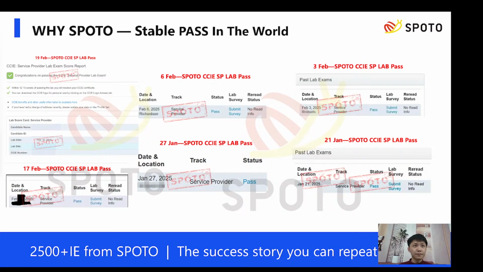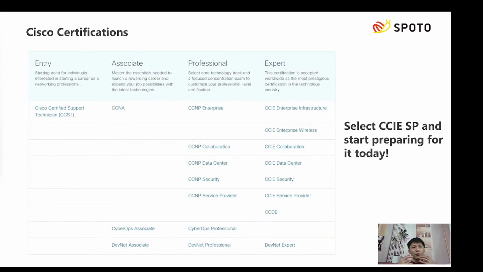And next, if you are new to Cisco certification, you can see here that the Cisco certifications include the entry, associate, professional and expert levels. Here we go straight to the CCIE service provider expert exam, and this is the major topic we are going to talk about today. And we will discuss more details about this exam.